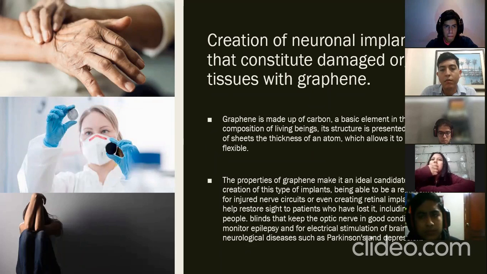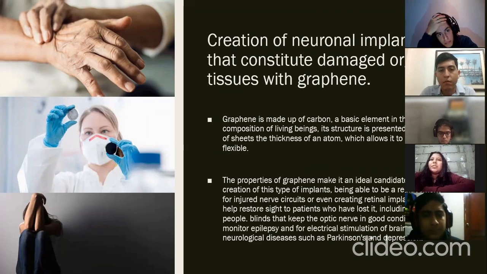retinal implants that help restore sight to patients who have lost it. One of the experiments relates to a device made of graphene that can interact with the fluids that surround it. In this way, the prosthesis will work in a linear way at every moment.